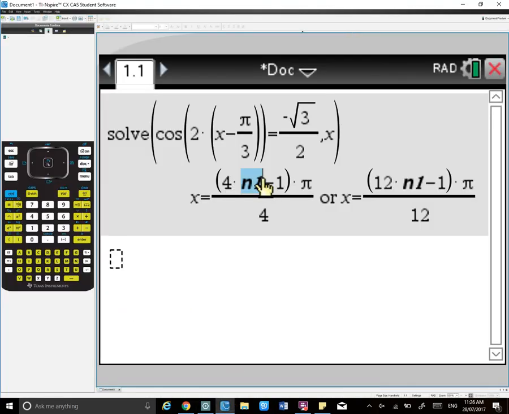What does the n1 represent? Why is there an n1? The n1 means the first variable, and if you solve another circular function after this, that will give you an n2, which still means the k value. You just need to know that n means the k value. Okay?